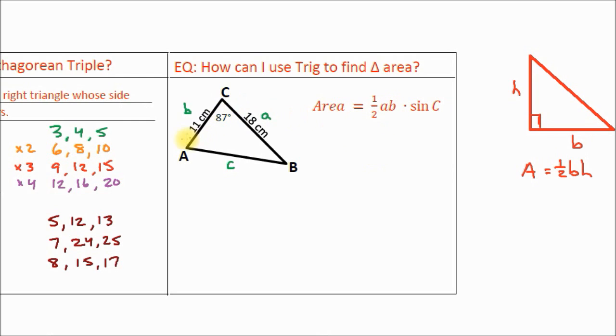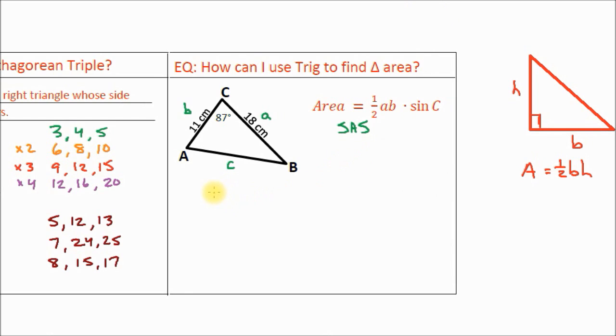Now notice, class, that even though this is not a right triangle, we have a side and an angle and a side. Now remember, that is a definition or a theorem to prove similarity. It's also a theorem to prove congruence. But in this case, it's the information we need to use this formula. Now the angle has to be between the two sides in order to use this area equation. Let's go ahead and plug it in and figure out what we got.